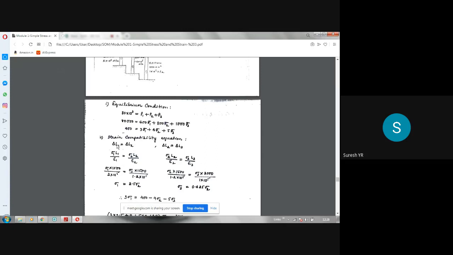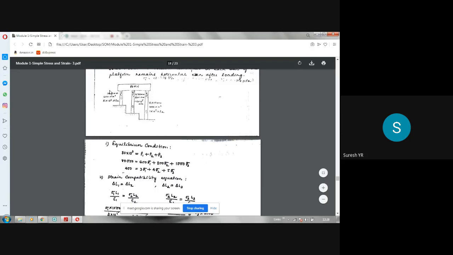Now what is delta L1? Delta L1 is P1 L1 by A1 E1. So P1 by A1 is nothing but sigma 1 stress. So sigma 1 L1 by E1 is equal to, similarly, this is P2 L2 by A2 E2. So P2 by A2 is sigma 2. So sigma 2 L2 by E2. So similarly, you can write here.